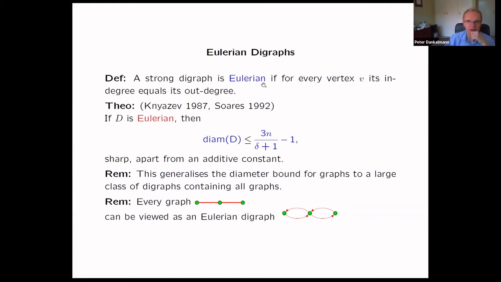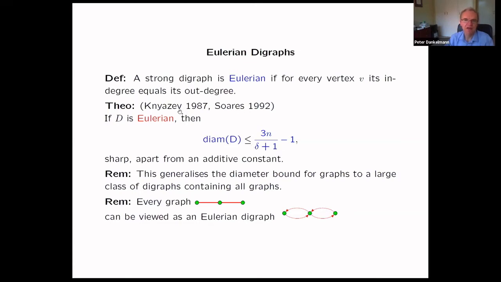So when is the digraph Eulerian? When for every vertex, the out degree equals the in degree. So if a vertex has out degree 3, it must have in degree 3 as well. And Suarez proved that if our graph is Eulerian, so if for every vertex in degree equals out degree, then exactly the same bound that we have for the diameter of a graph of given order and minimum degree holds also for the directed graph.